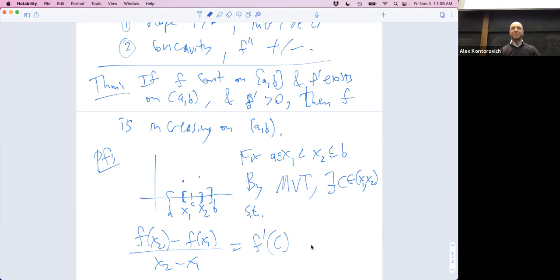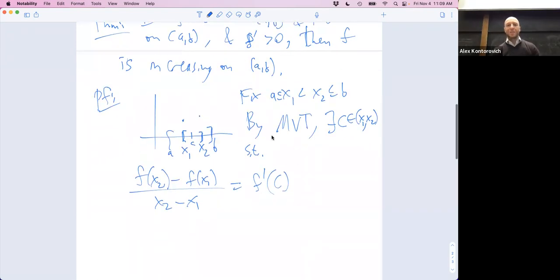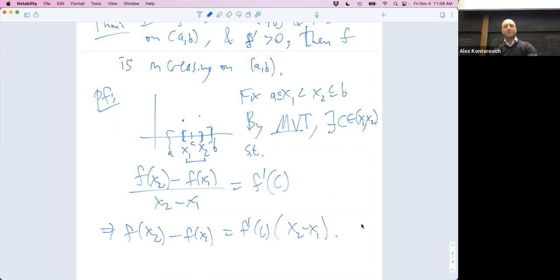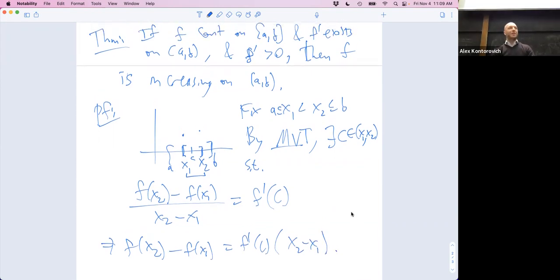Does that make sense? That's the mean value theorem applied to the subinterval x1 to x2, where the function is continuous on the closed interval and differentiable on the open interval. But that means that f of x2 minus f of x1 is equal to f prime of C times x2 minus x1. Why are we done?